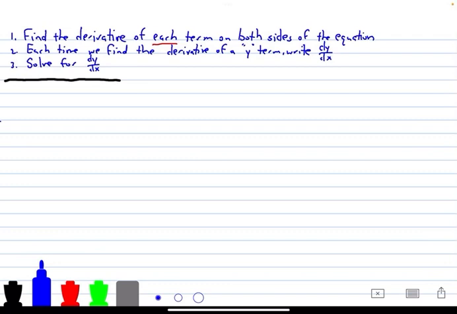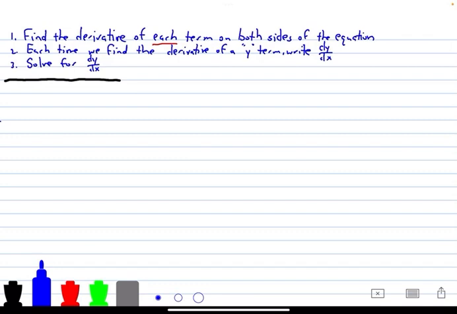Now, in some of my earlier videos and when we take the class, sometimes we write y prime, but remember, that's interchangeable. The third thing we want to do is isolate and solve for dy dx, and that gives us our final answer. So let's just look at this one.